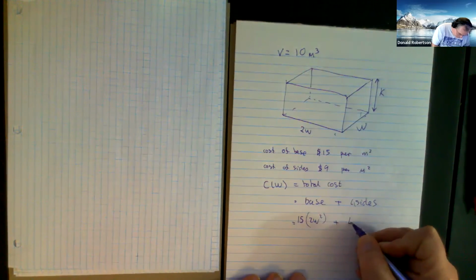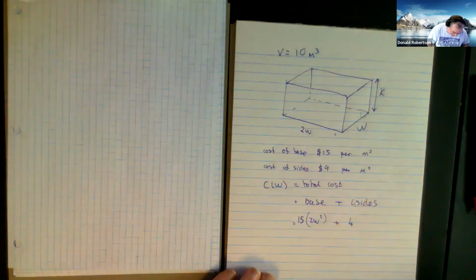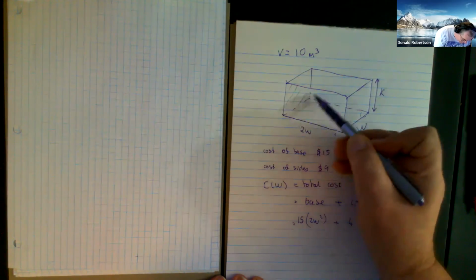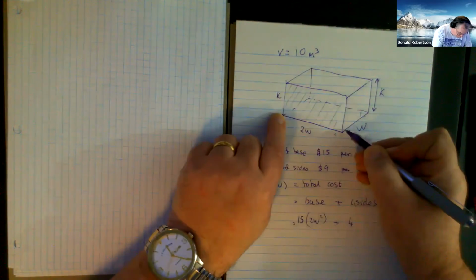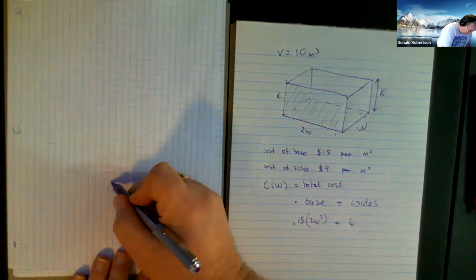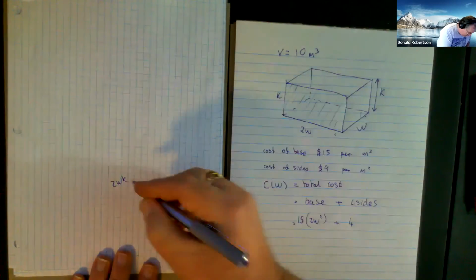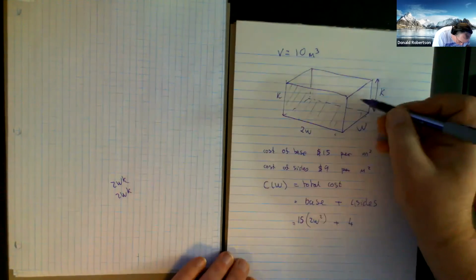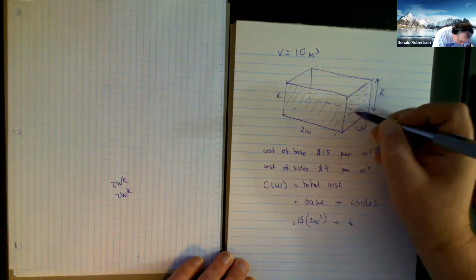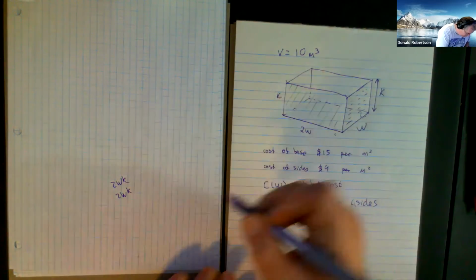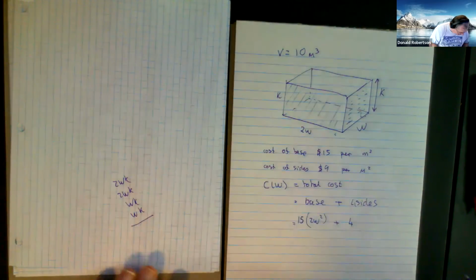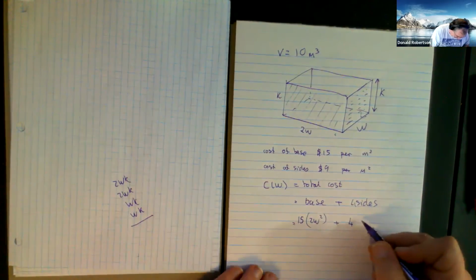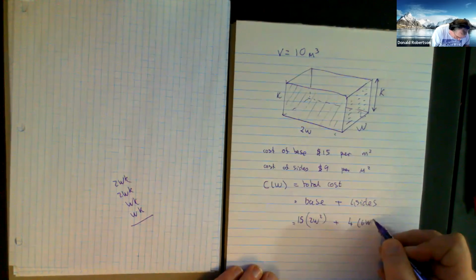Now, there are four sides. Let's figure out what the total area of the four sides are, because they're not the same. For instance, see this side here? Isn't its area 2W times K? Won't the other side be 2W times K? But what about this front side here? Wouldn't this be a little bit smaller? Wouldn't it only be W times K? And the one on the other side is W times K. So when you add that up, 2, 4, 5, 6, there are 6WK.